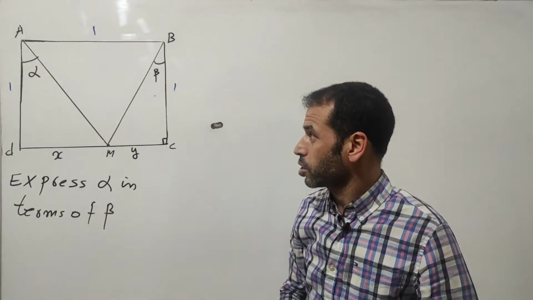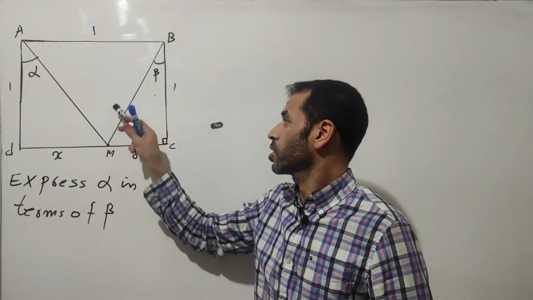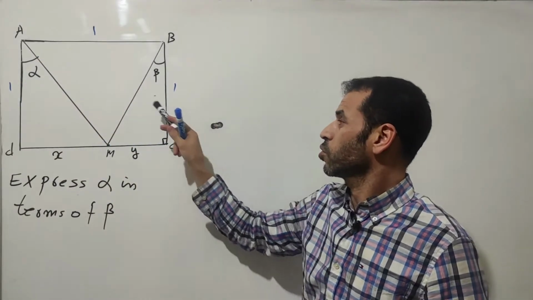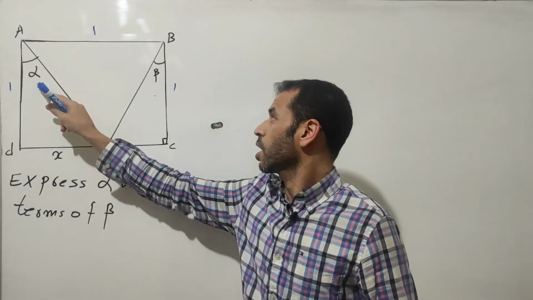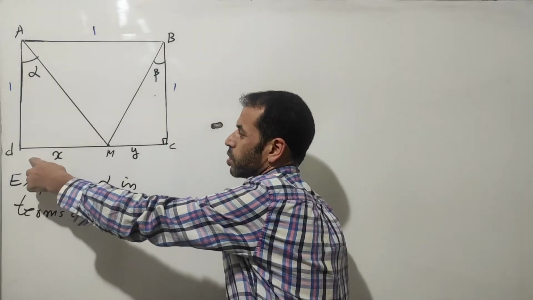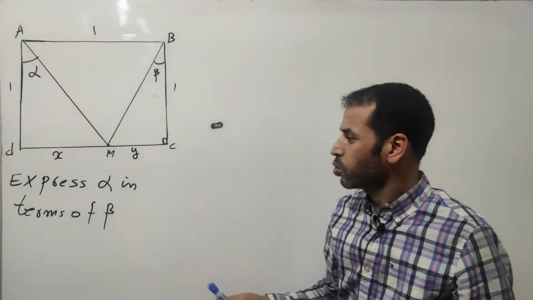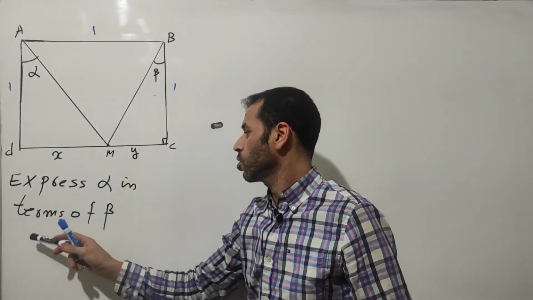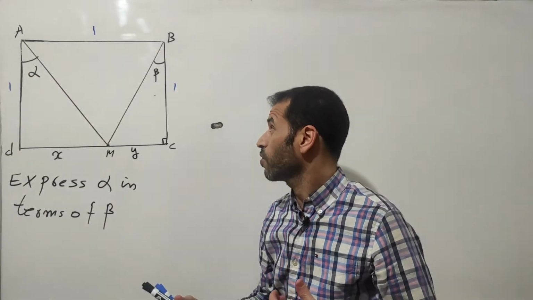In today's video, here is a nice geometry problem. We have two right triangles inscribed inside of a square with side length 1. We have the following angles, alpha and beta, and the following distances, x and y. The question is to express alpha in terms of beta, so we are going to find a nice relationship between alpha and beta.